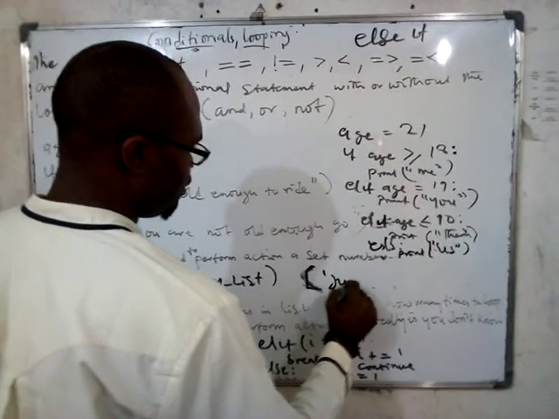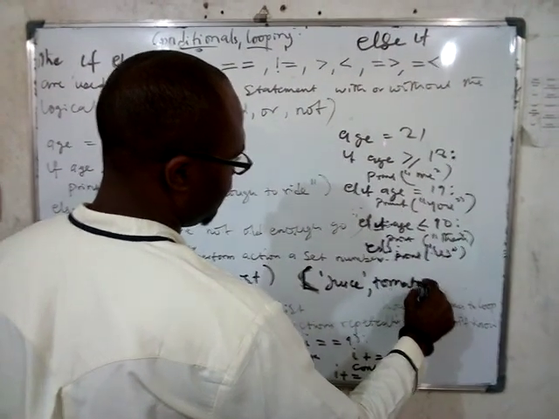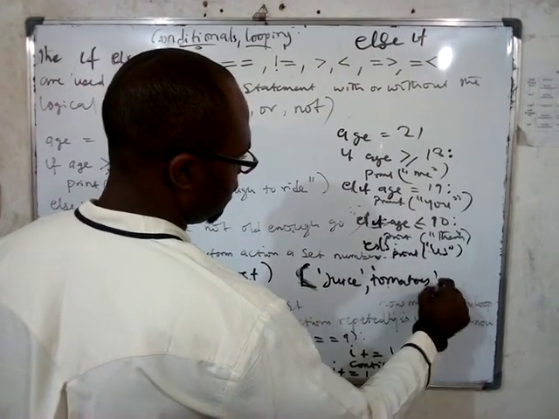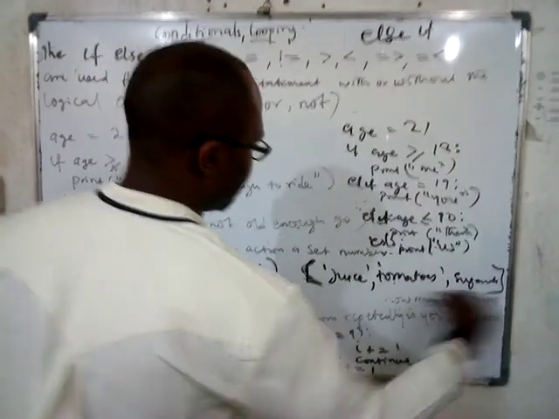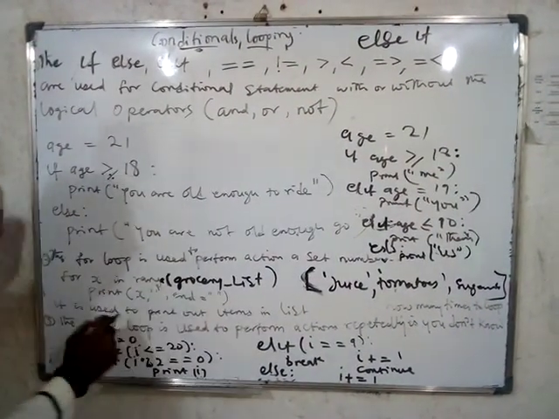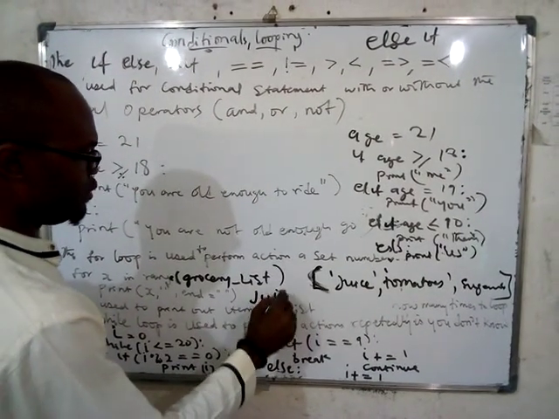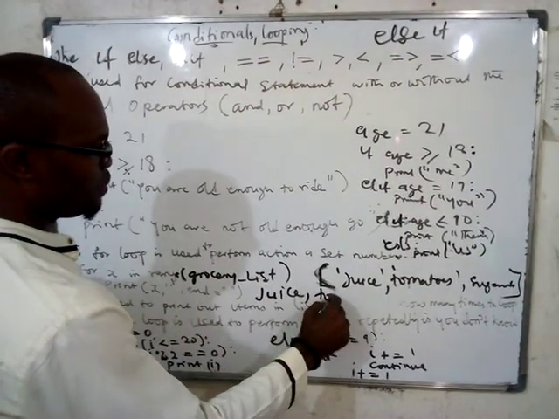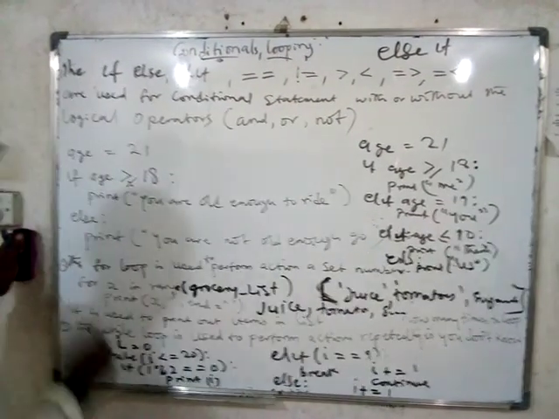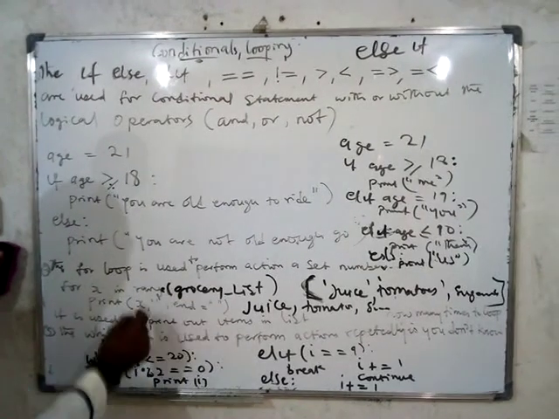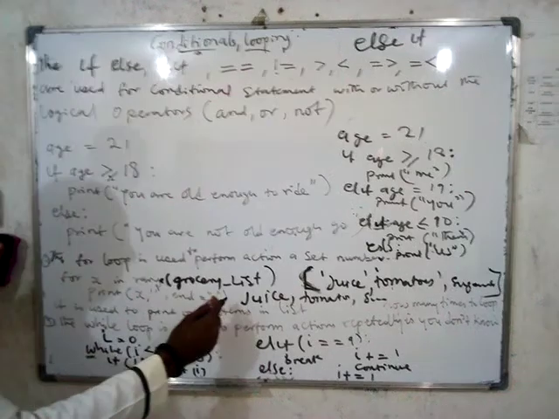We know the elements of our grocery list. We know them to be what? Juice. Tomatoes. Sugarcane. You understand? If you tell it this, it's going to print this normally, like it will write it normally. To write juice, comma, tomatoes, comma, sugarcane. So once you say for X in range grocery list, you must create this variable grocery list first.